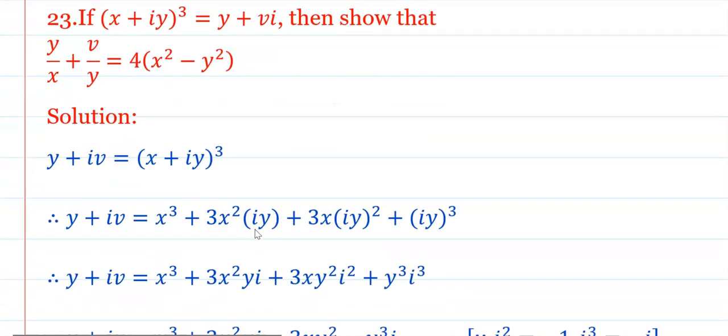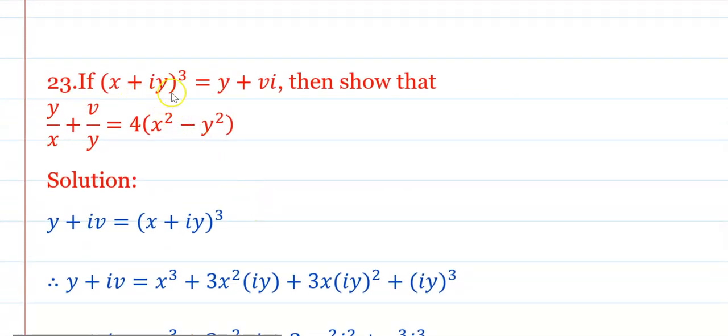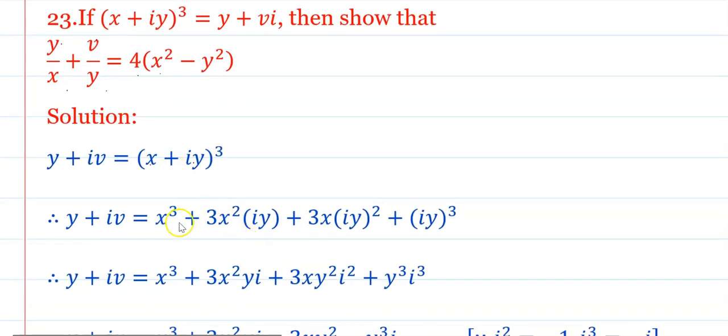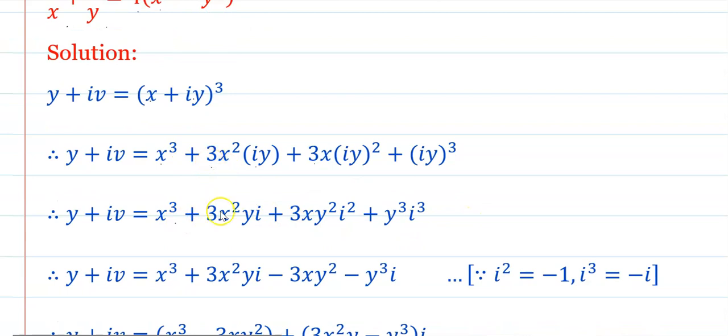Okay. Now the next example, question number 23. (x plus iy) bracket cube is equal to y plus iv. Then show that y upon x plus v upon y is equal to 4 in bracket x square minus y square. Now y plus iv is equal to (x plus iy) bracket cube. Now we will do the expansion. For (a plus b) bracket cube: x cube plus 3x square into iy plus 3x into (iy) bracket square plus (iy) bracket cube. Now here is x cube, 3x square yi, 3x y square i square, i cube y cube.